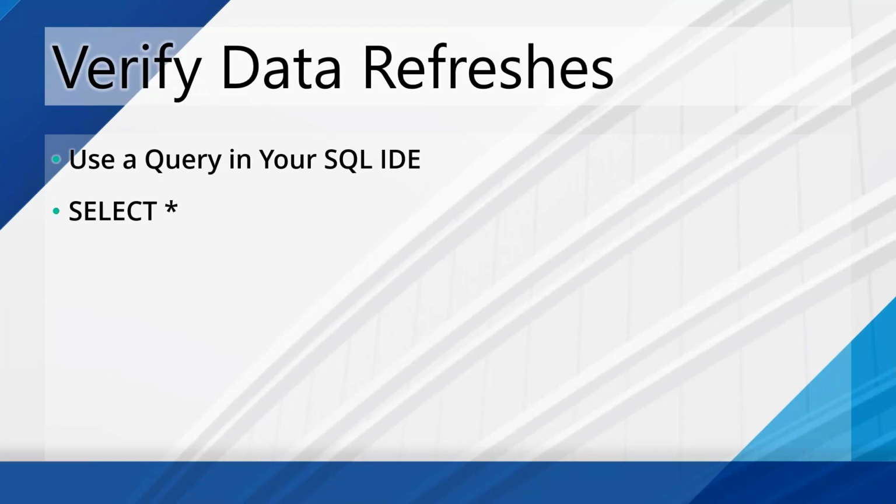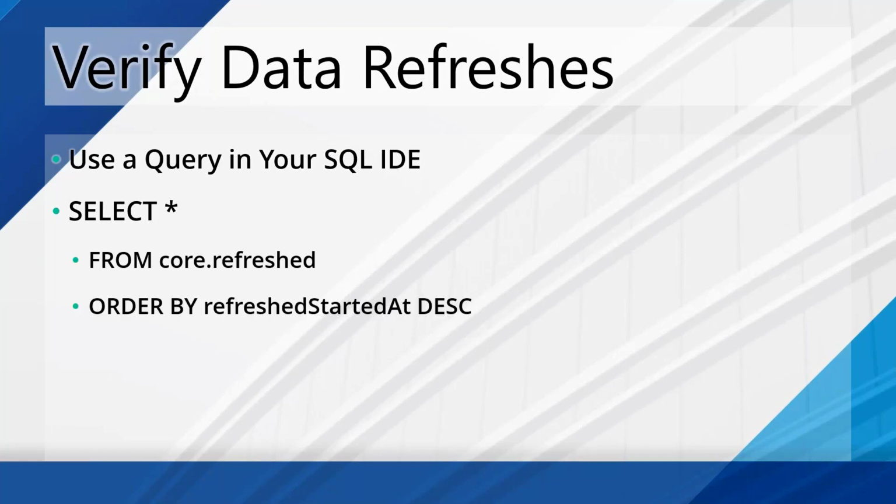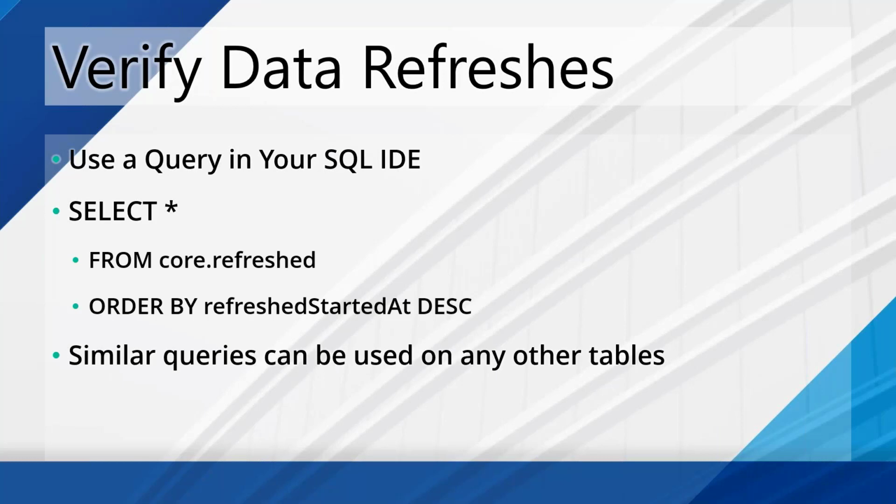I'm going to select everything, specifically from core.refreshed, and I'm going to order it by the refresh start date at, that's a field, that's a column in that table, and I'm going to sort it descending so that my newest refresh shows up right at the top. And then for any other tables that you're interested in pulling data on, you can do a similar kind of query for other tables. Select everything from, say, csl.appsessions, order by started at, I believe is the name of the field in that particular table.